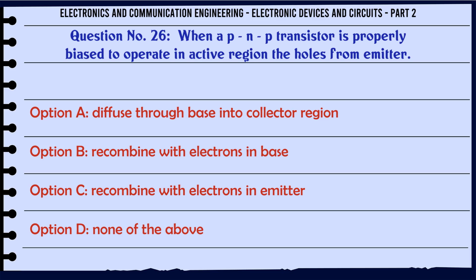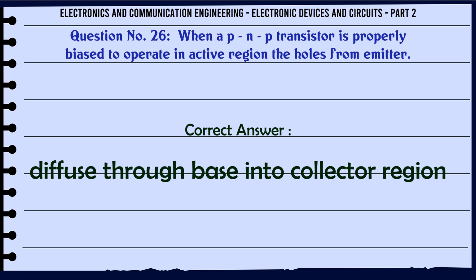When a PNP transistor is properly biased to operate in active region, the holes from emitter: A, diffuse through base into collector region; B, recombine with electrons in base; C, recombine with electrons in emitter; D, none of the above. The correct answer is diffuse through base into collector region.